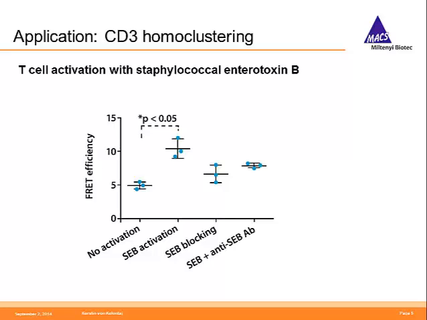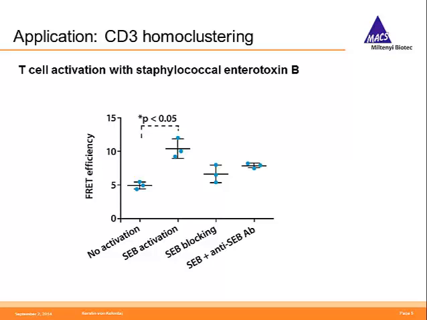And as a further application, I also analyzed CD3 homoclustering. For this case, I labeled the CD3 receptor on cells with either my donor or acceptor FRET conjugate. And so as soon as the CD3 receptor starts clustering, we will see an increase in FRET efficiency. And again, we have a very low FRET efficiency if there is no activation of the cells. And after a short activation with the SEB, we see a really huge increase in FRET efficiency for the CD3 clustering.